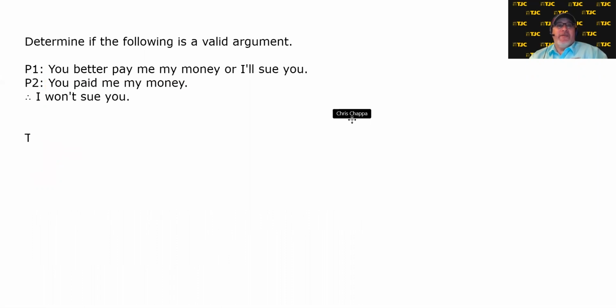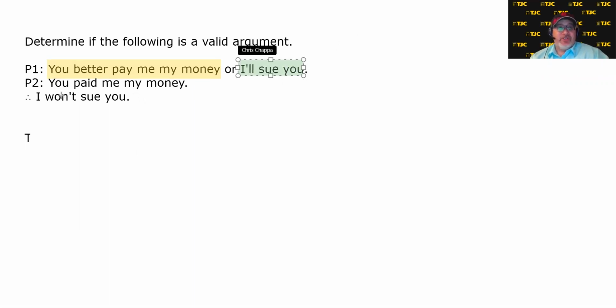Determine if the following is a valid argument. Premise one, you better pay me my money or I'll sue you. Premise number two, you paid me my money. Conclusion, I won't sue you. Valid conclusion? Let's analyze the structure of the argument. The first premise is a disjunction whose first statement is, you better pay me my money, and whose second statement is, I'll sue you.